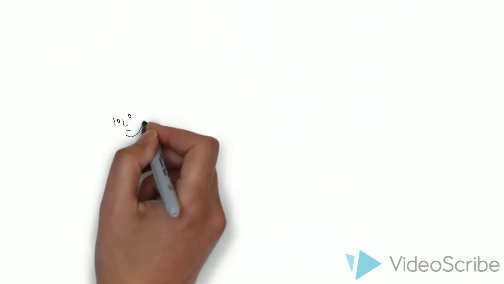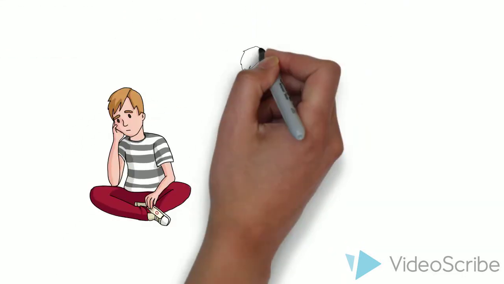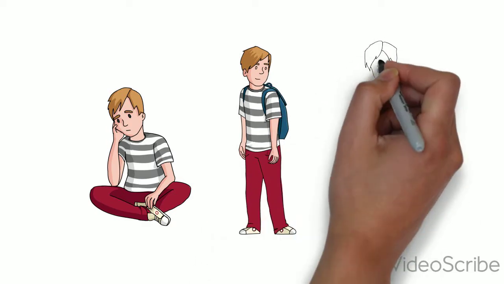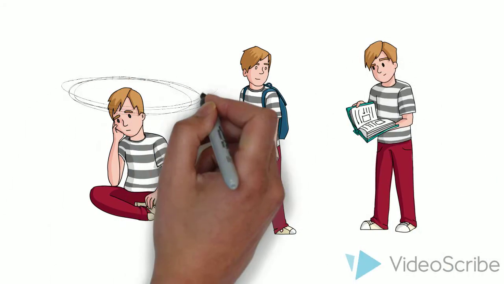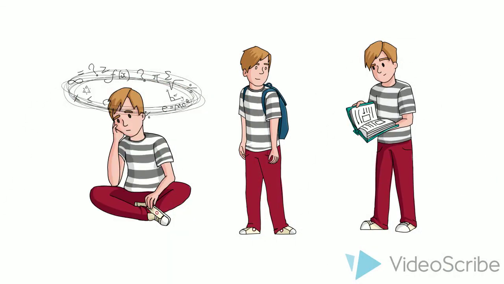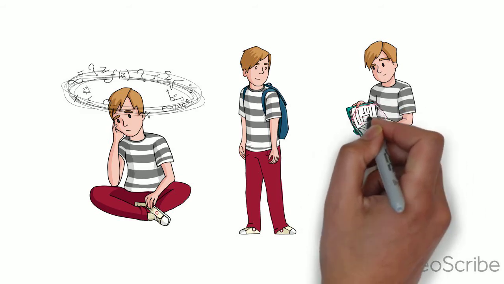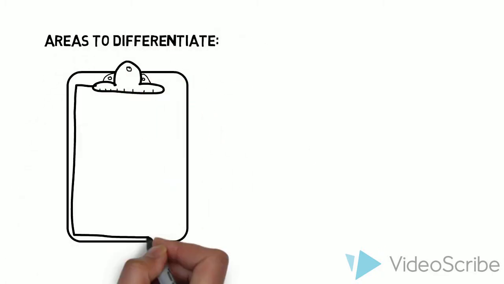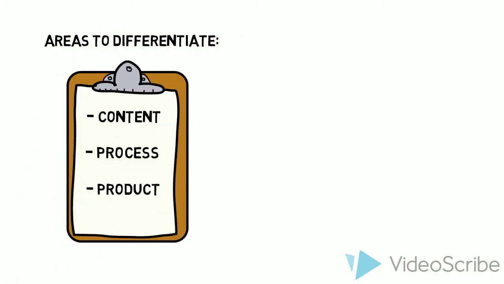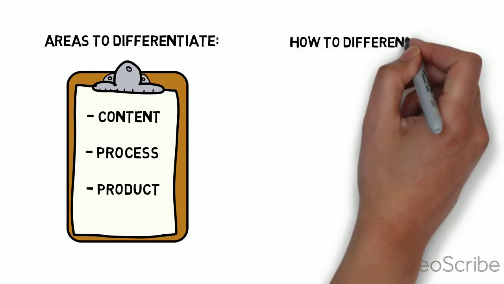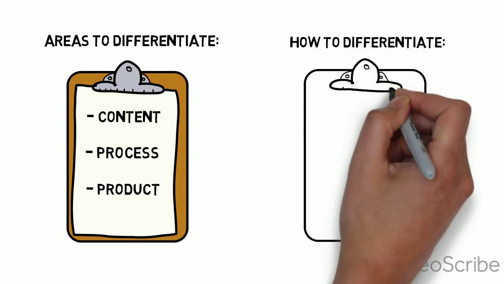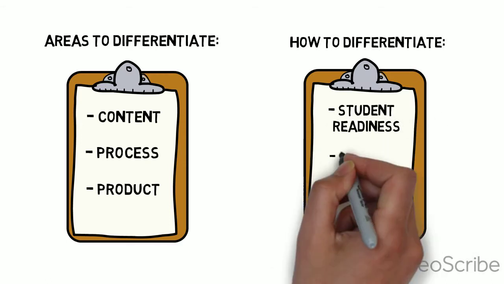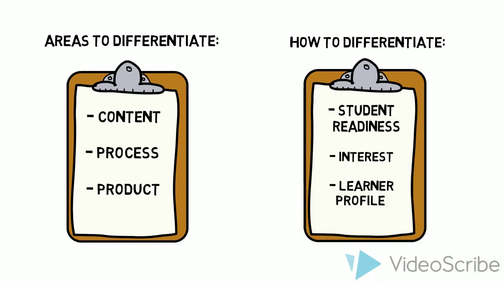Nonetheless, walk into any classroom in the United States and you're likely to see instruction and curriculum that teaches to the middle, leaving struggling learners unable to keep pace and preventing advanced learners from reaching their full potential. Enter differentiation. There are three primary areas in the classroom teachers can differentiate: content, process, and product. Further, there are three ways for teachers to differentiate each of these areas: student readiness, interest, and preferred learner profile.